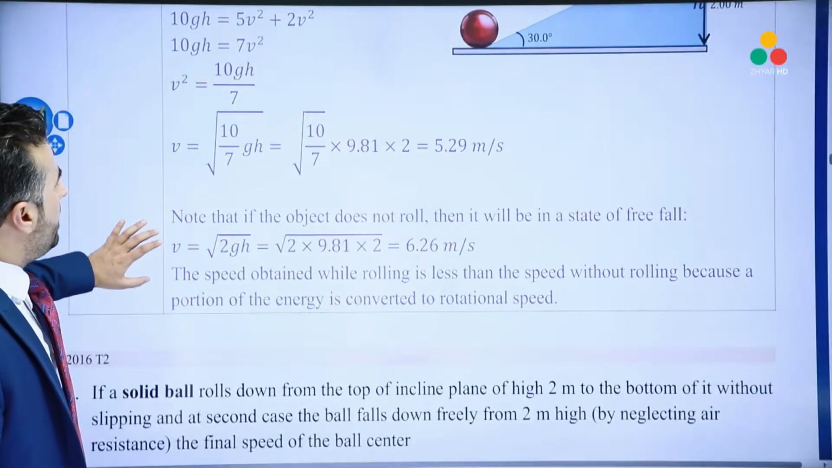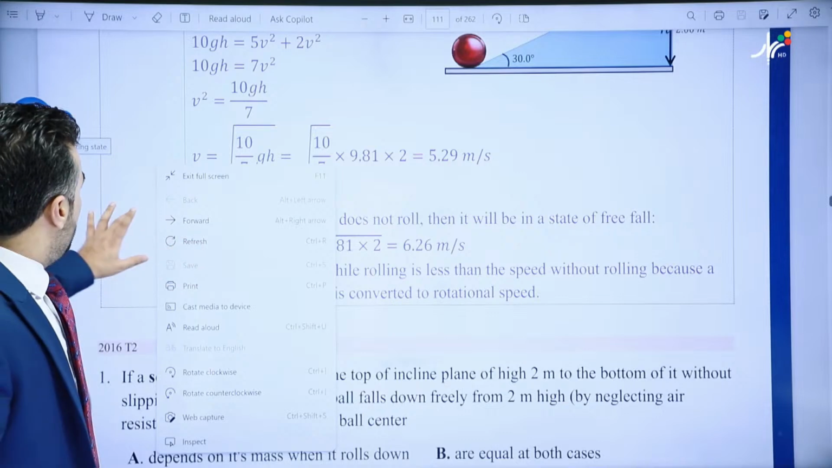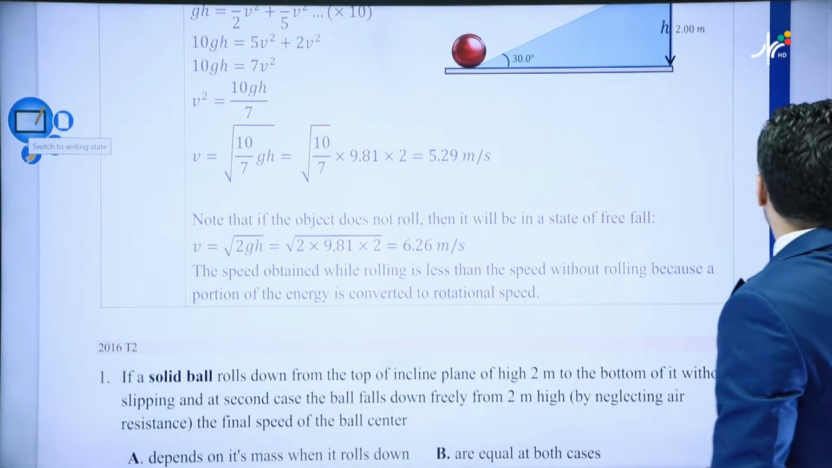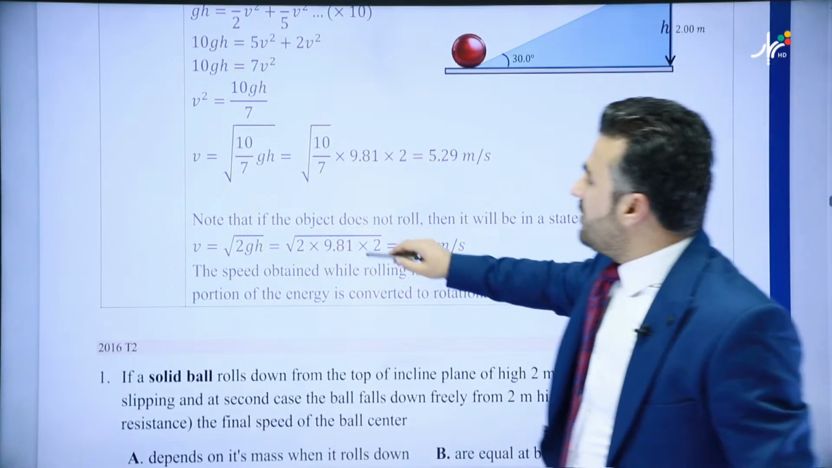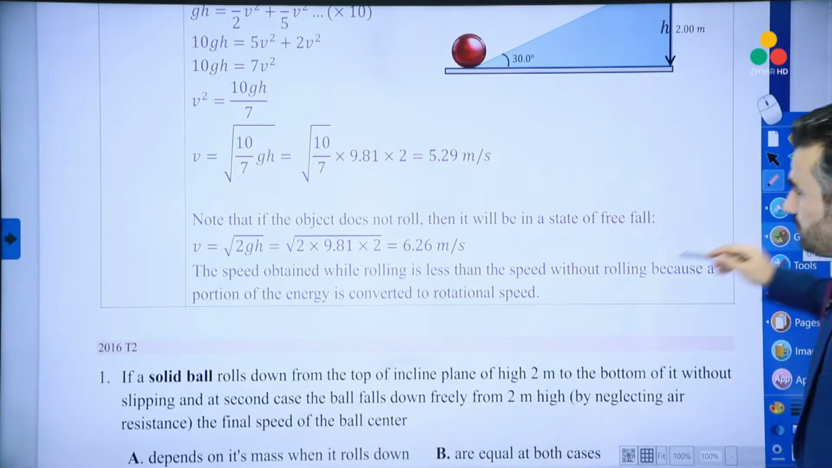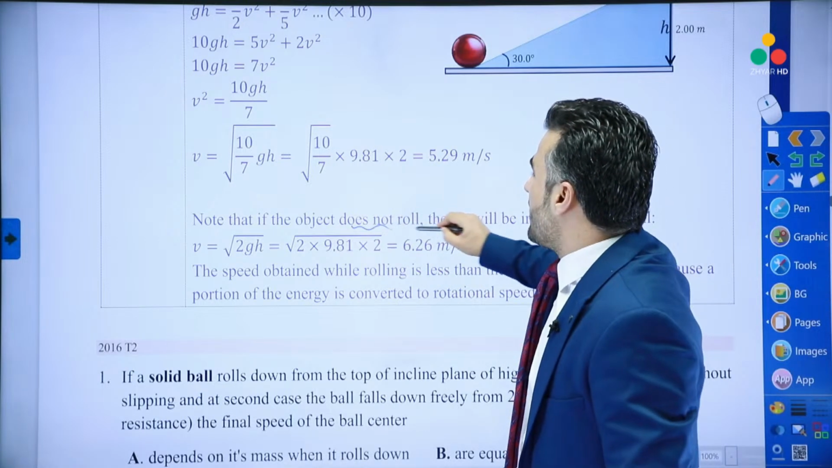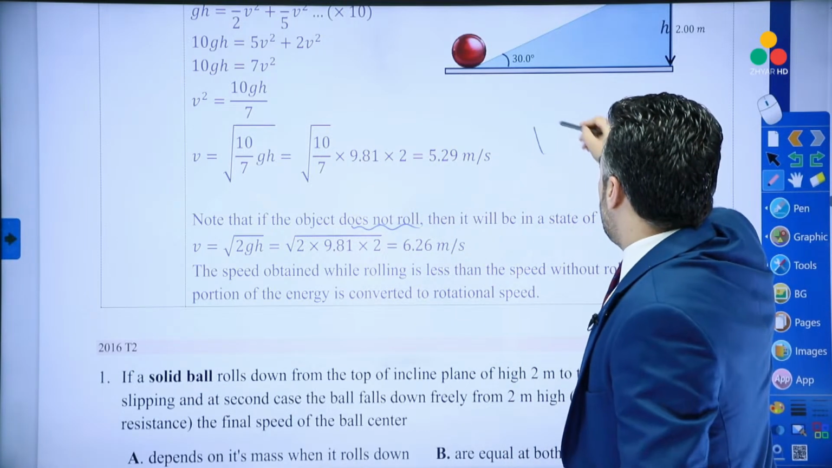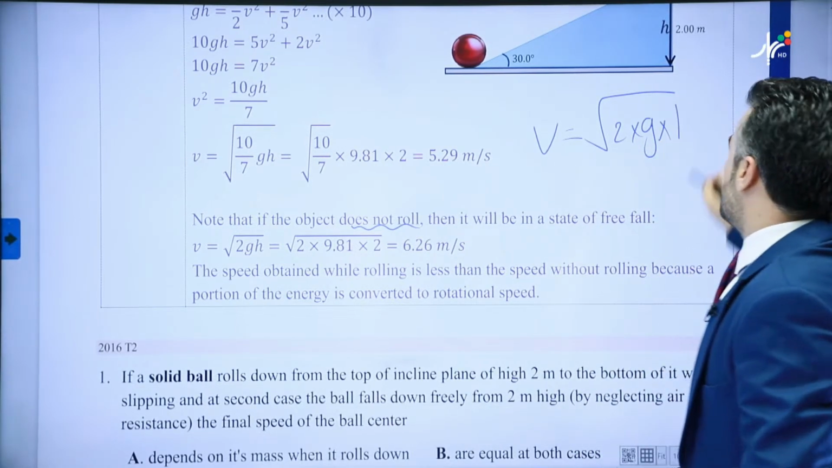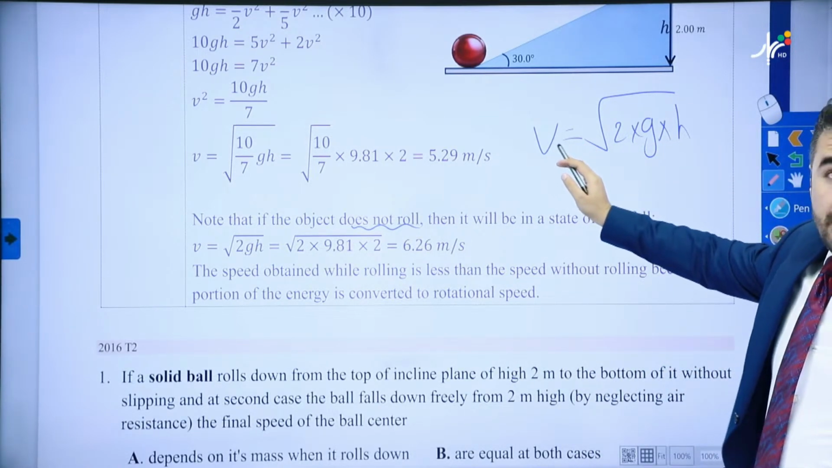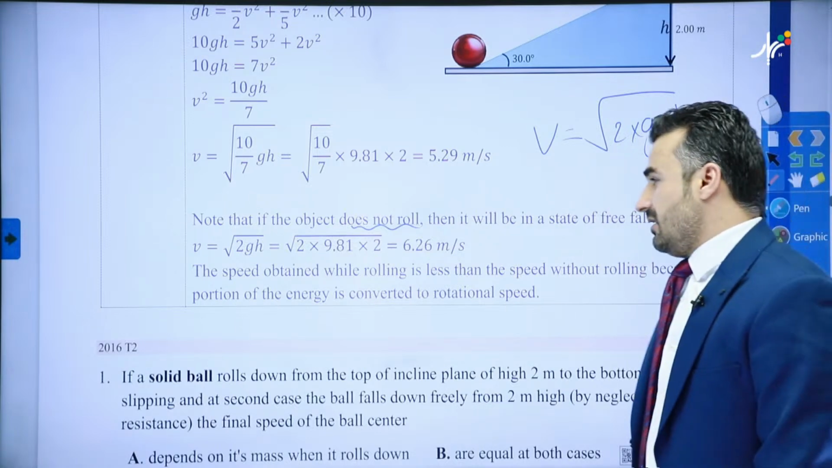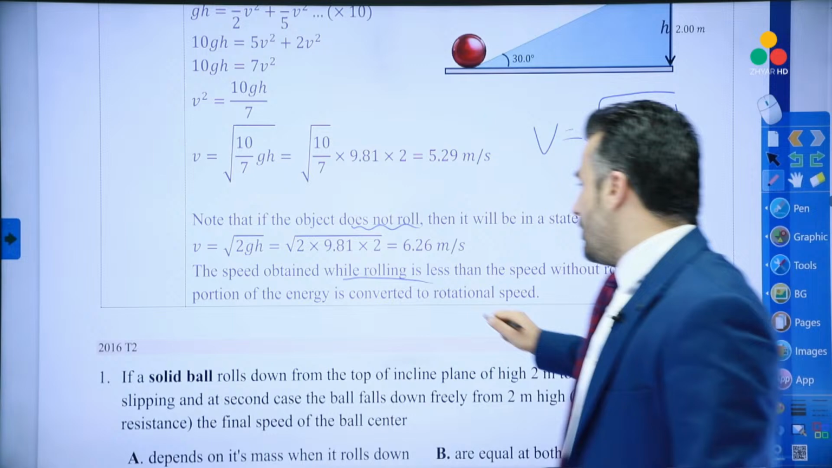There is a note here, and it is important. What will happen if the object does not roll, if it is slipping? In this case we have only one equation: v equals the square root of 2 times g, gravitational acceleration, times the height. That is if the object is not rolling, if it is just slipping. So the speed obtained while rolling is less.